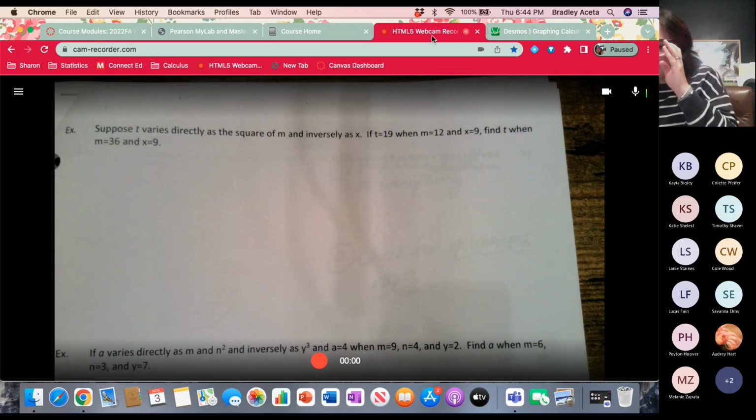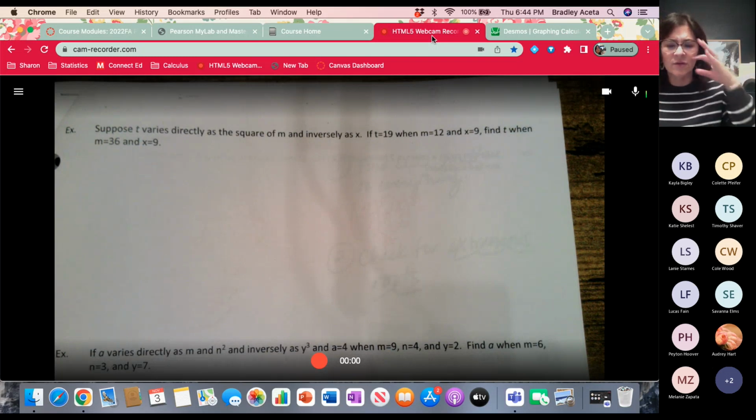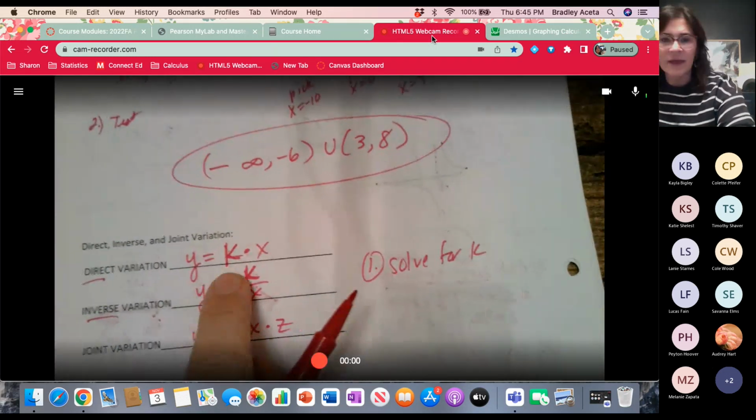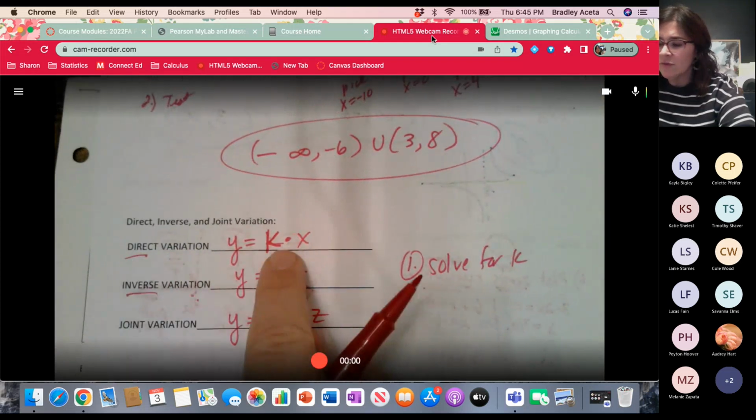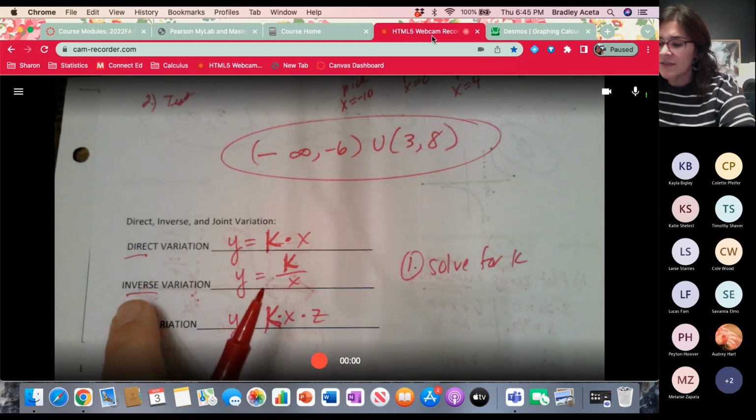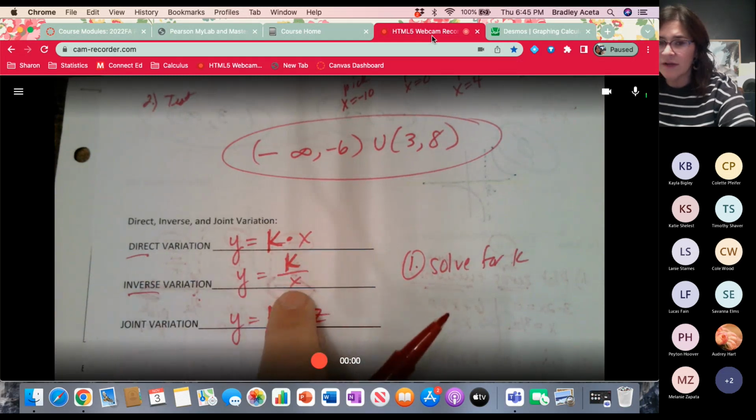Suppose t varies directly as the square of m and inversely as x. If t equals 19 when m equals 12 and x equals 9, find t when m equals 36 and x is 9. I mean, it just sounds like, what the heck? I don't even know. Don't get overwhelmed. All you have to do is remember this little guy k, okay? And if it says direct, you multiply by k. If it says inverse, make sure you're dividing by it.